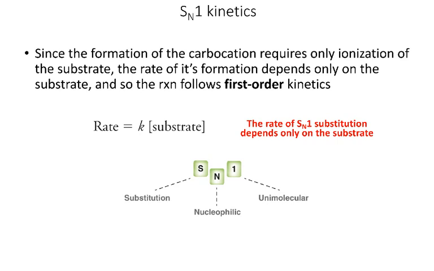Now, since the formation of the carbocation only requires the ionization of the substrate, and the nucleophile hasn't attacked yet, that means that the rate only depends on the concentration of the substrate. And so the name SN1 comes from the fact that it's a substitution. It involves a nucleophilic attack, right? But it's a unimolecular reaction. The order of the reaction is 1.